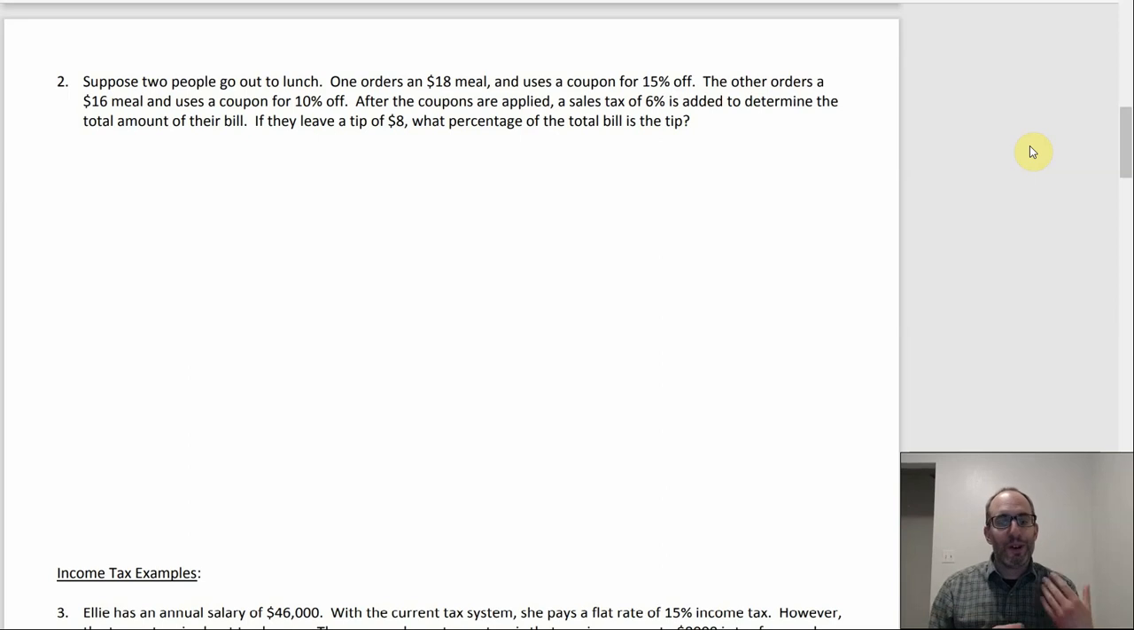So then, you've got the rule of thumb of leaving the 20% tip. We can see, are they leaving that? Are they leaving something bigger? Are they leaving something smaller? We'll be able to figure this out.